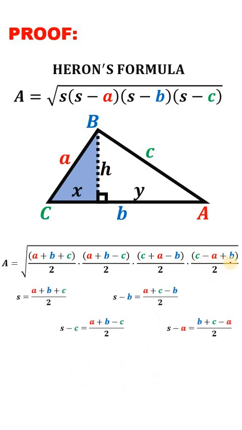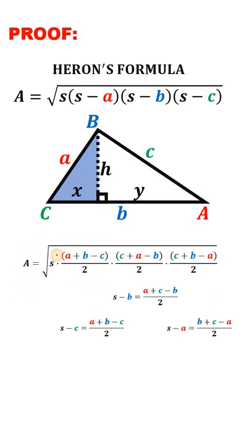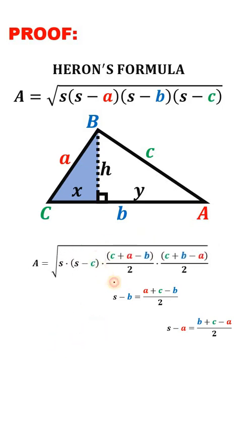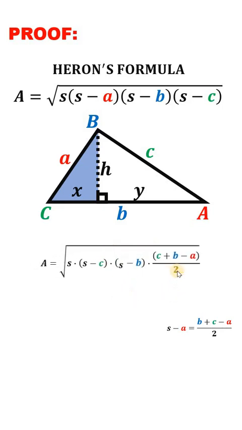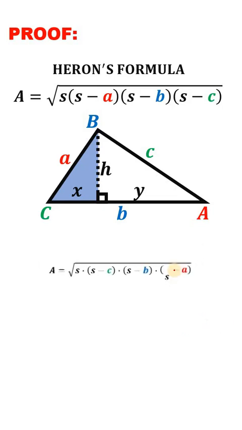Notice we can rewrite this c minus a plus b as c plus b minus a. So this looks like this. This looks like this. This looks like this. And this looks like this. So this expression is just S. We can replace this with S. And this expression right over here, this is just S minus c. And this expression, we know this is just S minus b. And the last one is S minus a.